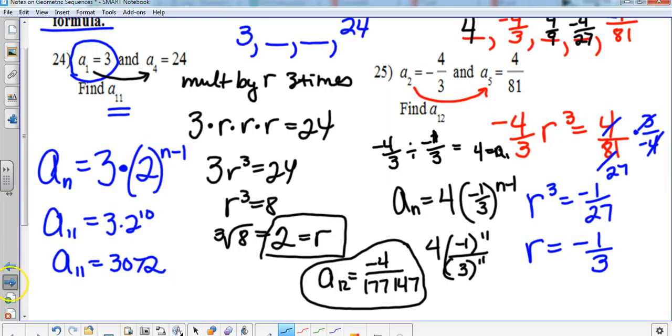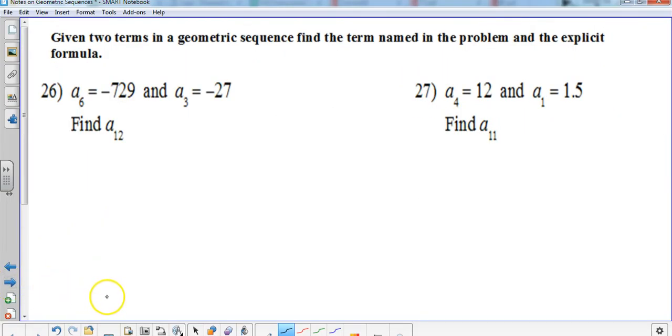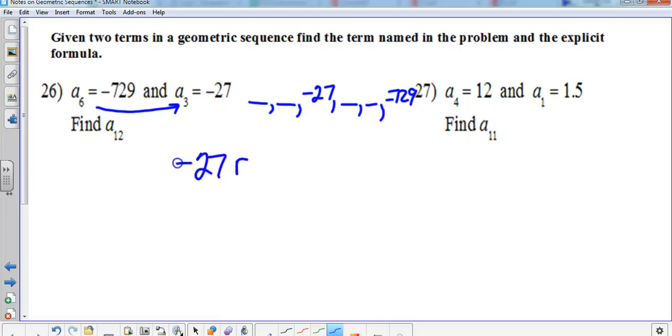Okay, 2 more. Easier or harder? They don't actually get a lot harder. Actually, the last one's pretty easy. But this one, they tried to trick us now by giving us a sub 6 and then a sub 3. So there's a first term, a second term, a negative 27, a fourth term, a fifth term, and a negative 729. But again, these are 3 terms apart. So negative 27 was multiplied by r 3 times and became negative 729.